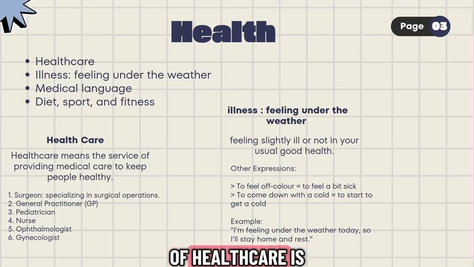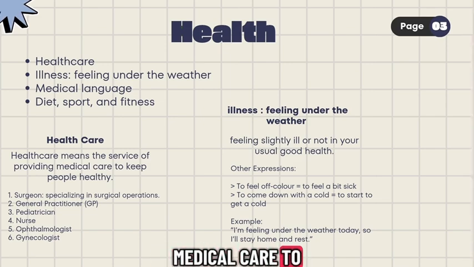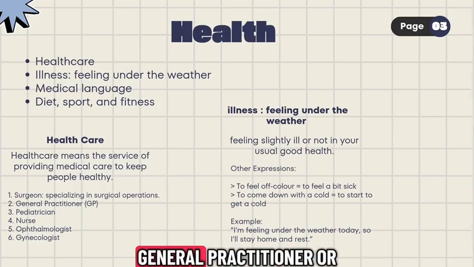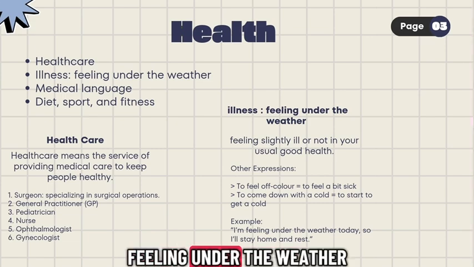The definition of healthcare is the service of providing medical care to keep people healthy. There are six vocabulary words used for healthcare. The first one is surgeon, specializing in surgical operations. The second one is general practitioner, or we can say GP. The third is pediatrician, the fourth is nurse, the fifth is ophthalmologist, and the last one is gynecologist.